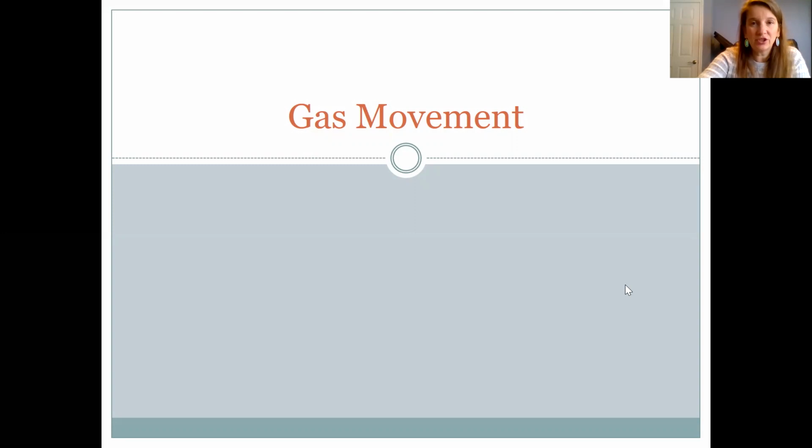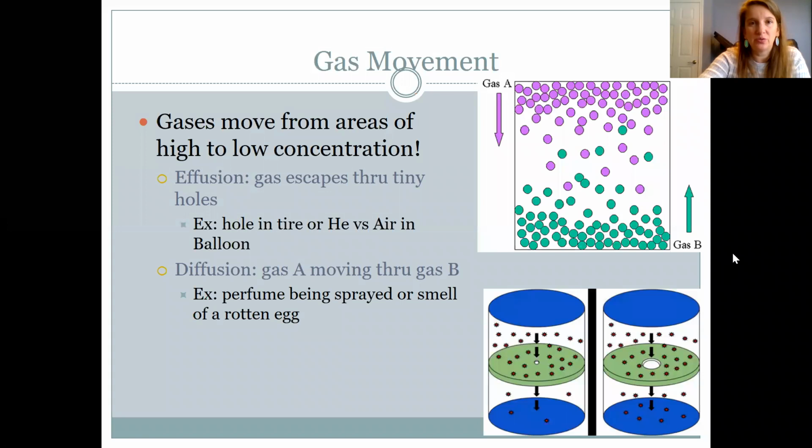So hopefully you guys got a chance to see a little bit about the gas movement during the computer simulation earlier this week. So there's two different types of gas movement. There's effusion and there's diffusion. In both cases, gases are going to move from an area of high concentration to an area of low concentration.